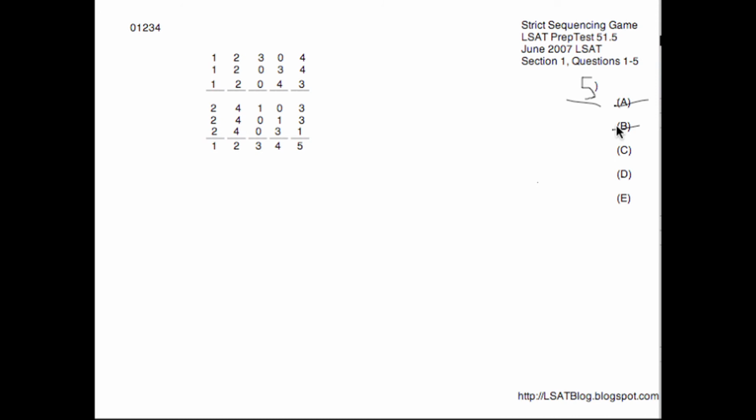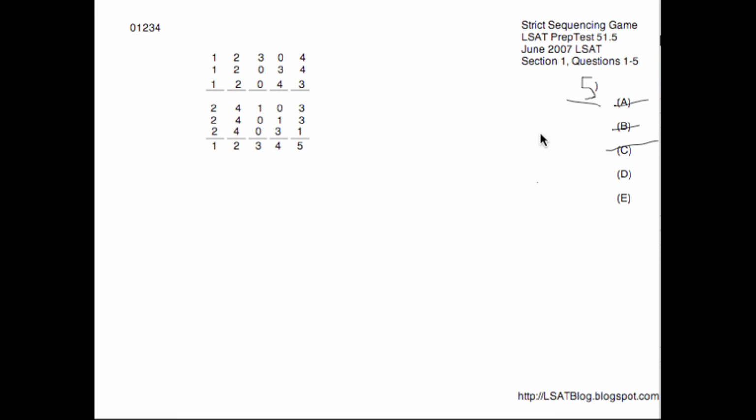Must there be at most 2 digits between 1 and 3, or could there be more than 2 digits between 1 and 3? There actually could be more than 2 digits between 1 and 3. In the 3rd possibility here, we have the variables 2, 0, and 4 between the variable 1 and the variable 3. So that would be 3 variables, more than 2 digits, so C is gone. Not a must. Looking at D, at most 2 digits between the digit 2 and the digit 3.